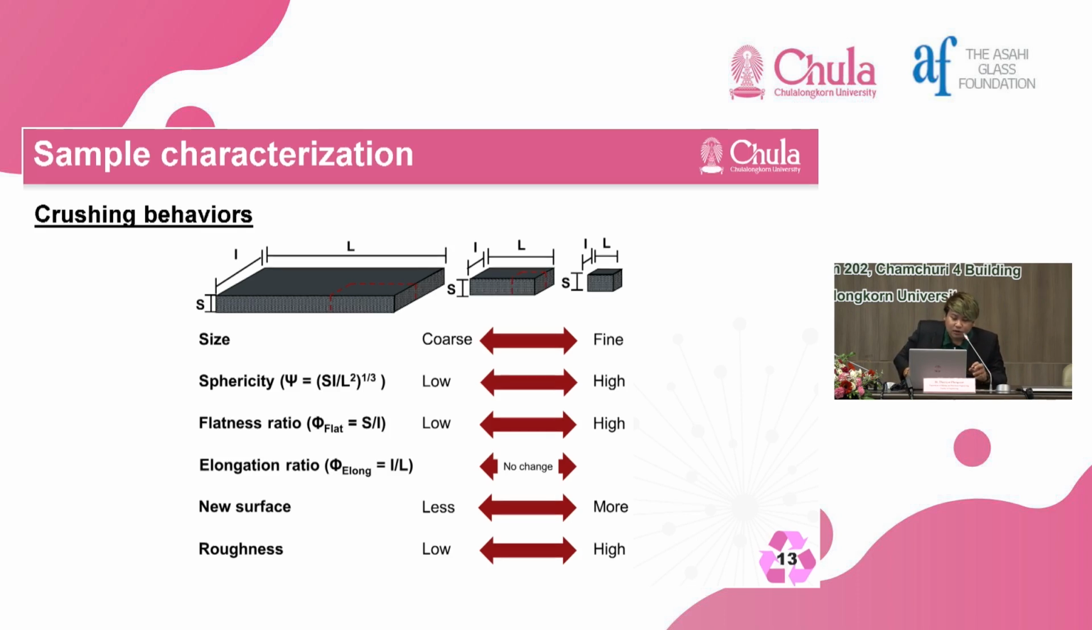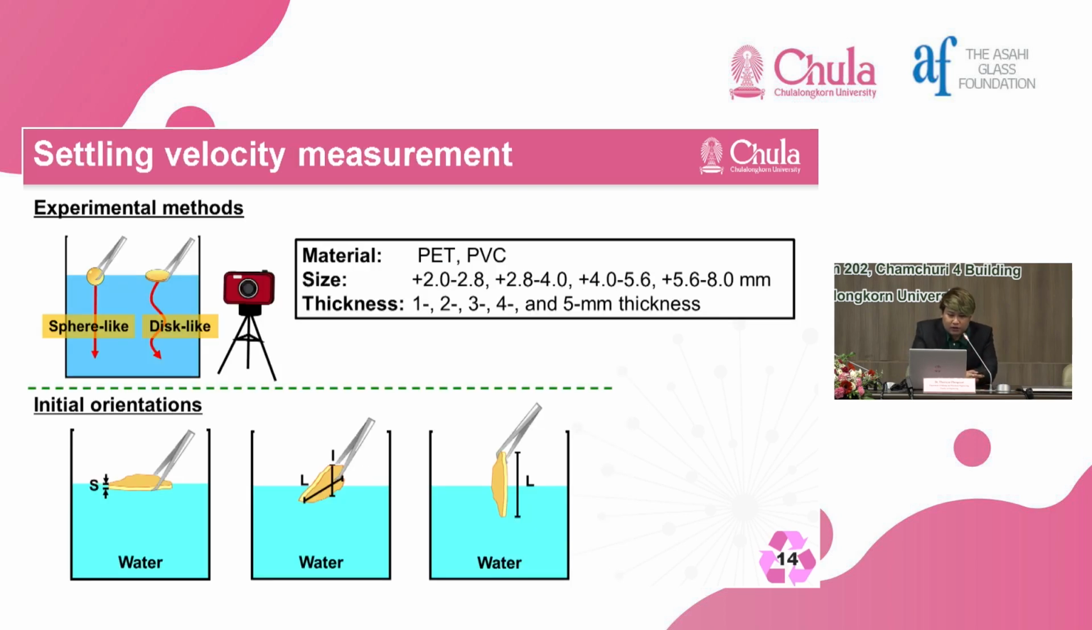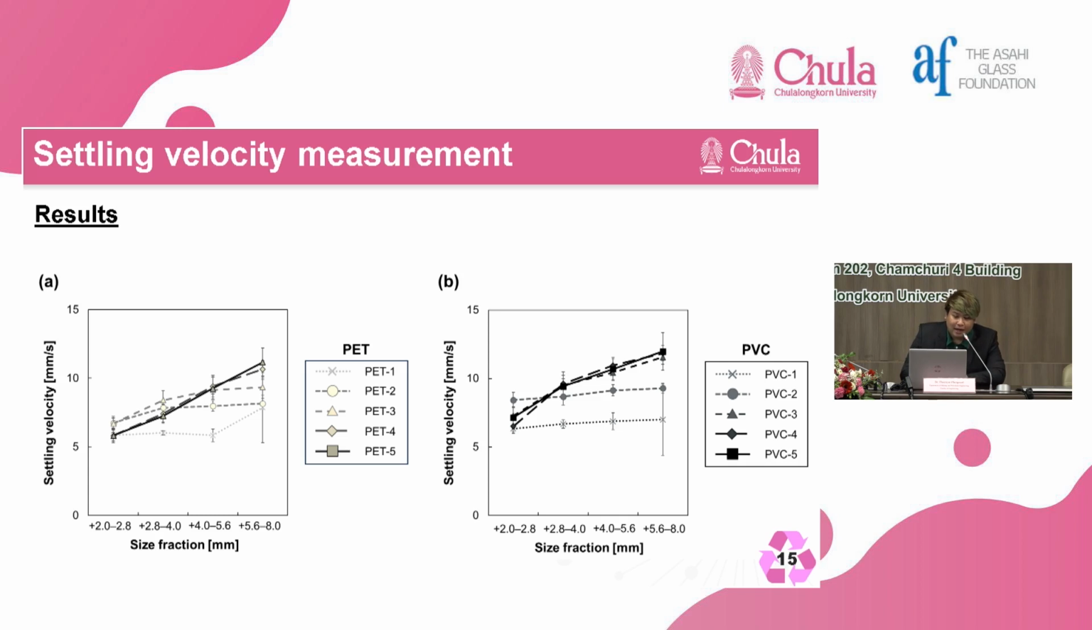Once we reduce the particle size, a new surface is generated, and comparing the new surface and the old surface, the new surface has more roughness. That also affects the separation, through bubble attachment. Since the jig is gravity separation, I also checked the settling velocity measurement. It shows that not only specific gravity and size, but also particle shape affects the settling velocity.